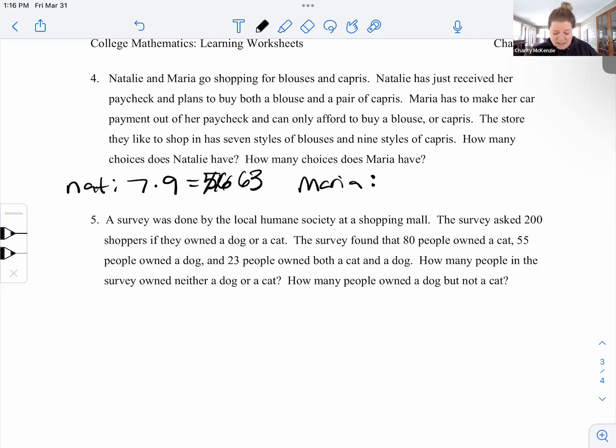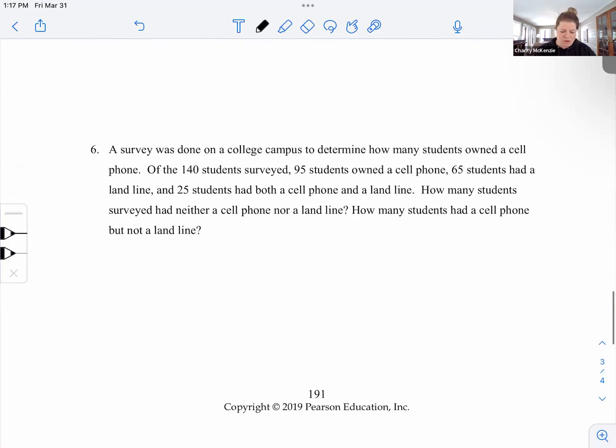So Maria, she chooses one or the other because she's more broke. So she has 7 plus 9. So she has only 16 choices. So Nat gets 63 if you do your math right, and Maria only gets 16 choices. Okay, last, I think this is actually, no, 2 more.